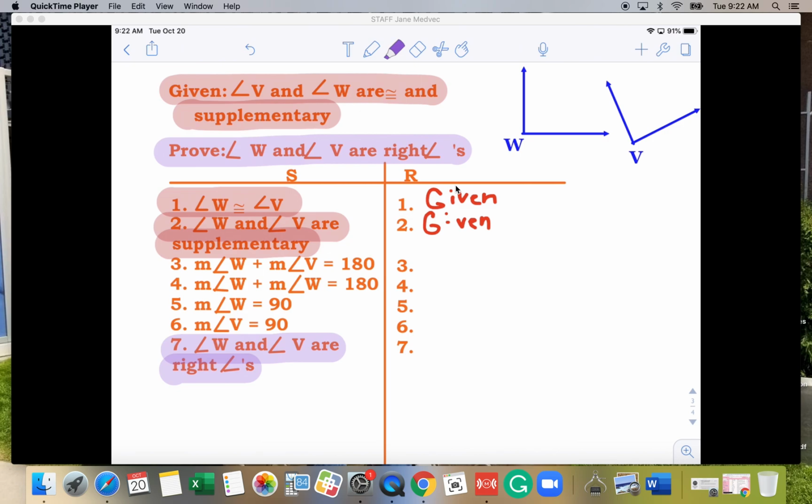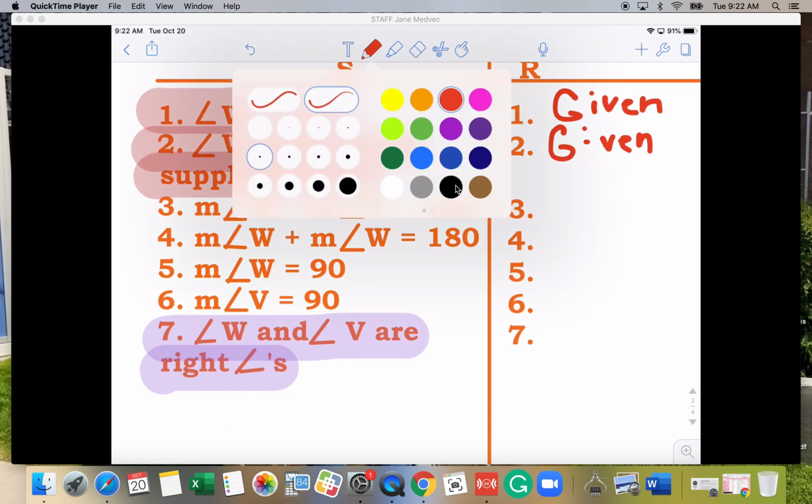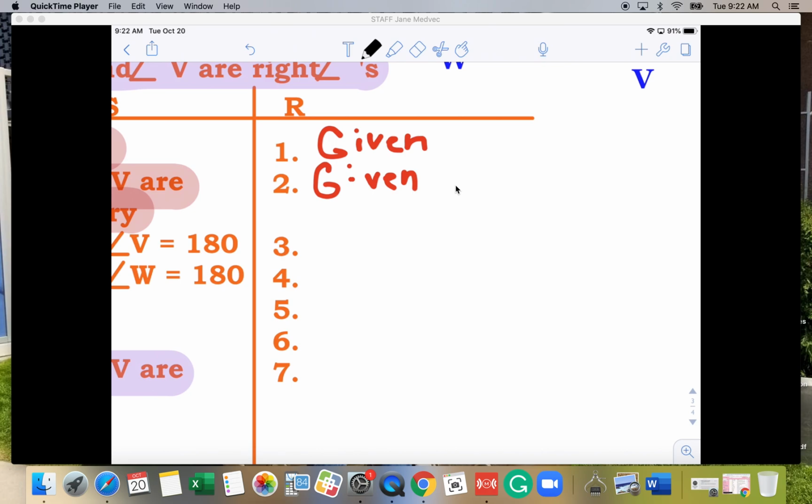So let's go ahead and take a look at these. Number 3 says the measure of angle W plus the measure of angle V are 180 degrees. So I am going from 2 to 3. And that's going to be definition of supplementary angles, because I know that I have supplementary angles. So definition of supplementary angles.